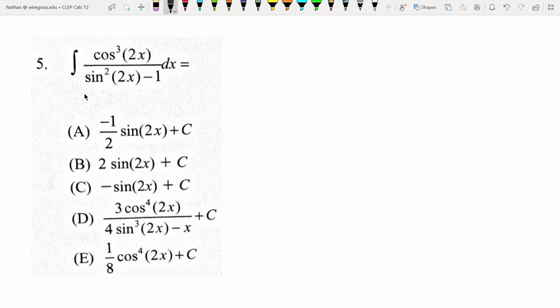All right, we have an integral of trig functions here. And the key thing to see here is that we have a cosine squared in this and a sine squared in that, which means if we looked at the cosine squared of 2x plus sine squared of 2x, we get equal to 1, which means we can actually do some substitutions.